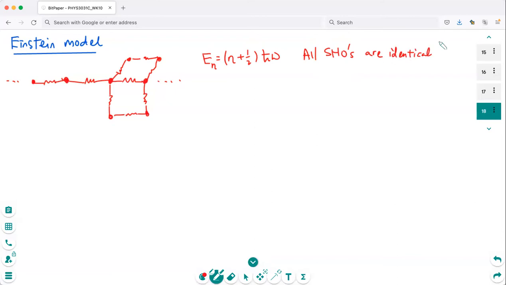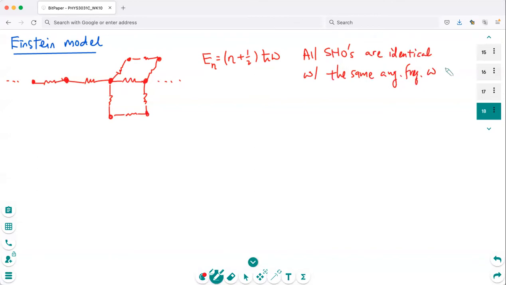So you have a bunch of energies like this to deal with. They are identical with the same angular frequency ω. So this is of course the simplest approximation.